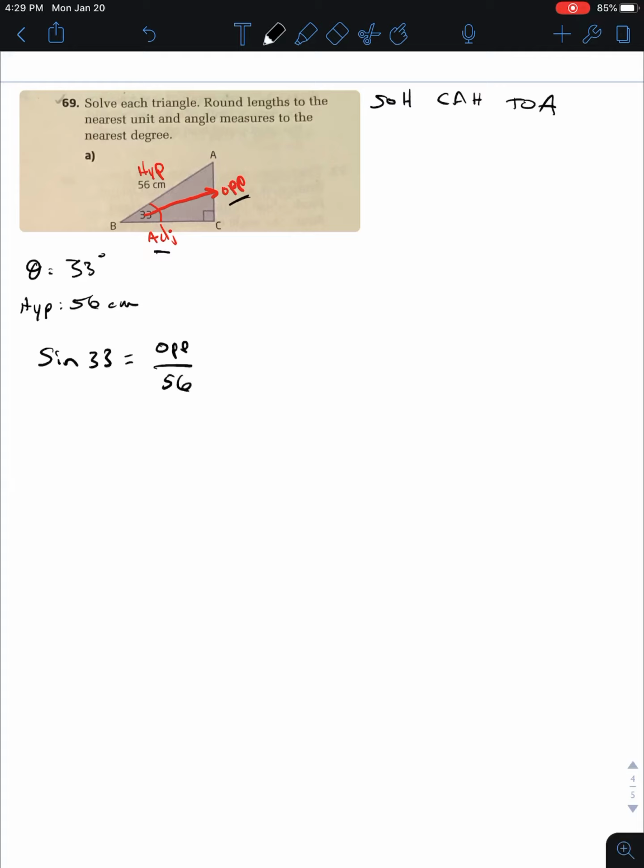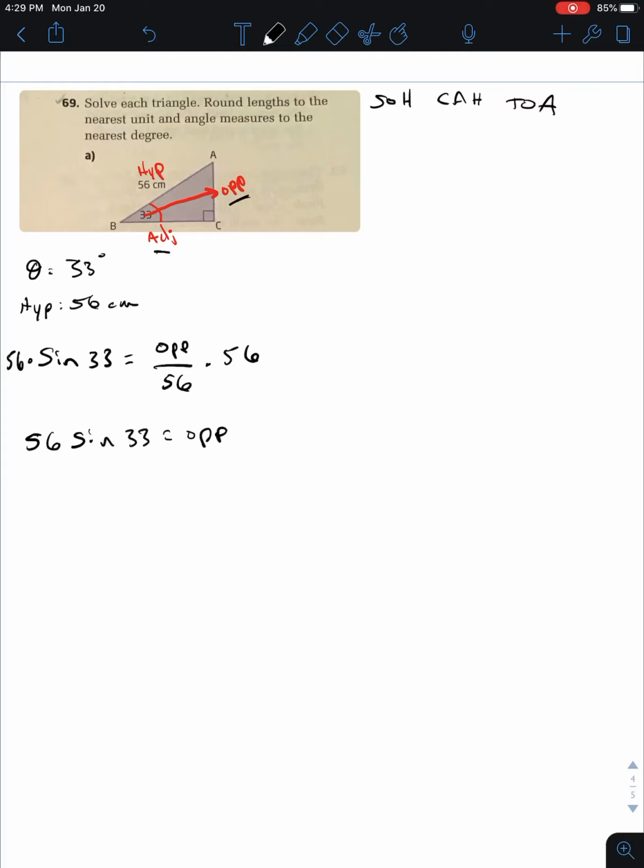Over 56, right? And then if this was a fraction, if this was 1/2, how would you get the 2 out of the bottom? Multiply. Yeah, so just multiply both sides by 56. So you pull the 56 over, so then it's 56 sine 33 equals opposite. 56 times sine 33. Then I suppose you'd have a calculator.